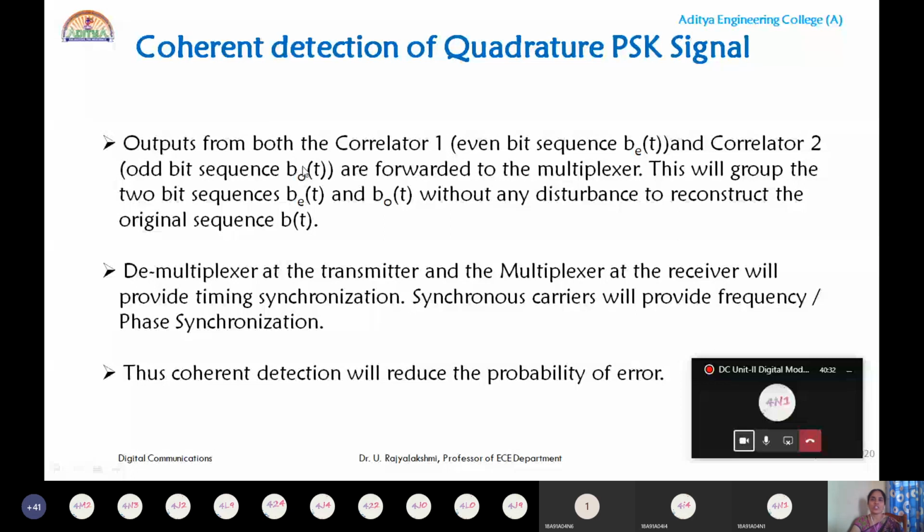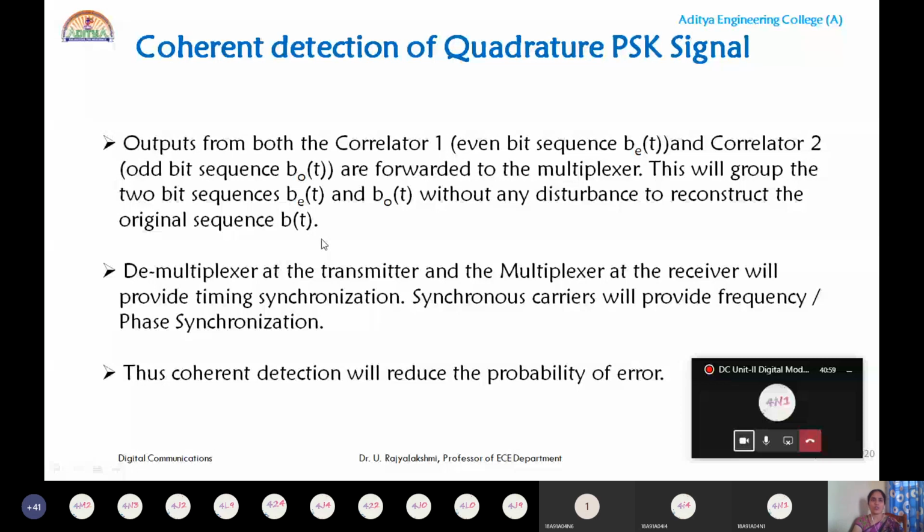So both are forwarded to the multiplexer. What will the multiplexer do? The multiplexer will group the two sequences B of t and B naught of t without any disturbance. Without any disturbance, it will reconstruct our B of t sequence, the original sequence.